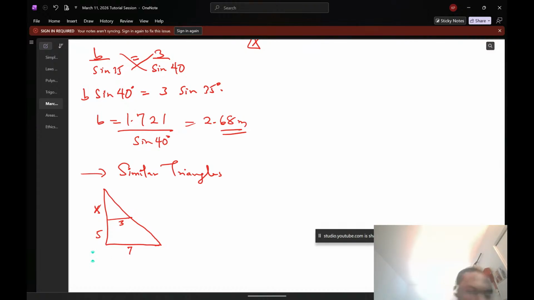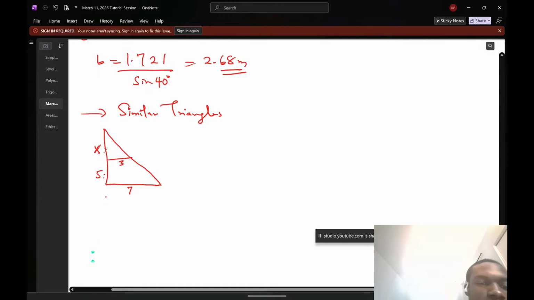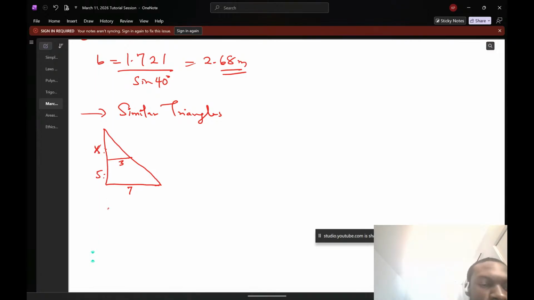So a similar triangle says that these two are parallel to each other, so they'll be on the same side, and these two are parallel to each other, so they'll be on the same side. Okay. So in this case, because these two are parallel to each other, we write it as x over 5 equals 3 over 7. Okay. So this is similar triangle. The two sides that are parallel to each other, we'll put them on top of each other, and the ones that are parallel, we'll put them on top of each other, and then we equate it to the other side. So in this case, we have x over 5 is equal to 3 over 7.